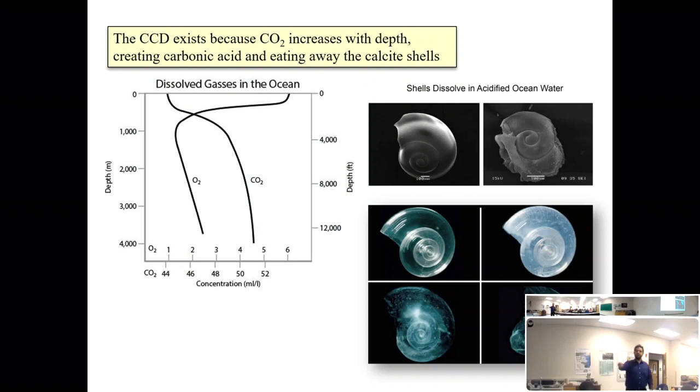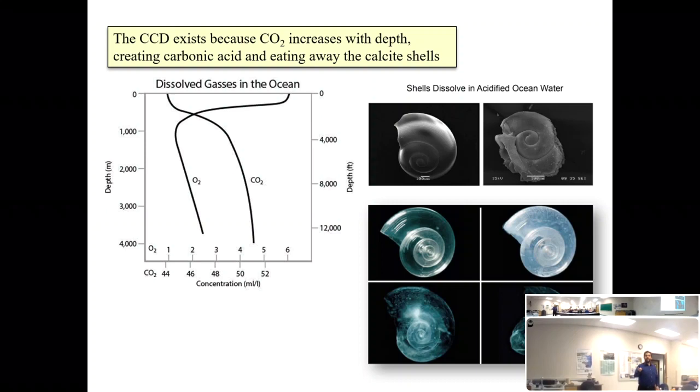So this is a very important diagram. You're going to see this diagram a lot in this class. It's showing depth, and it's showing the concentration of oxygen and the concentration of CO2. So what happens to CO2 as you go down deeper into the ocean? It gets more concentrated, right? There's a place from maybe about 500 meters to maybe 1,000 meters deep, where it really picks up a lot.